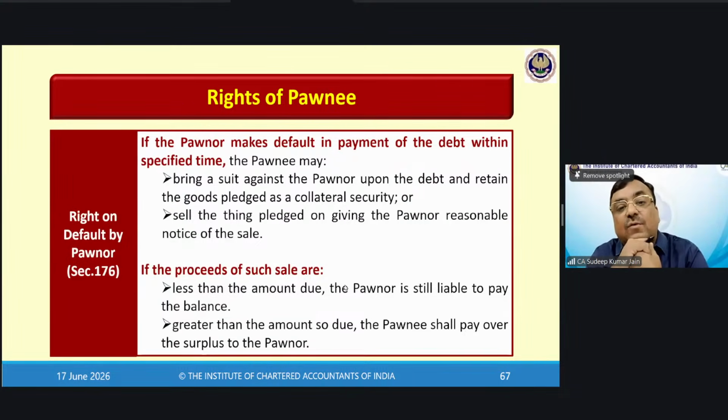if pawner makes default in the payment of debt within the specified time, means pawner does not make the payment of debt within the specified time, the pawnee may bring the suit against the pawner upon the debt and retain the goods pledged as a collateral security. Means उस केस में पोनी सूट फाइल करेगा और जब तक पेमेंट नहीं होगा गुड्स को रोक के रखेगा.